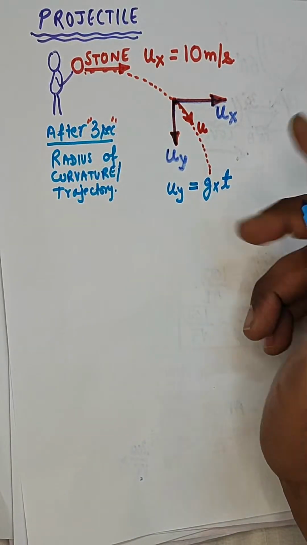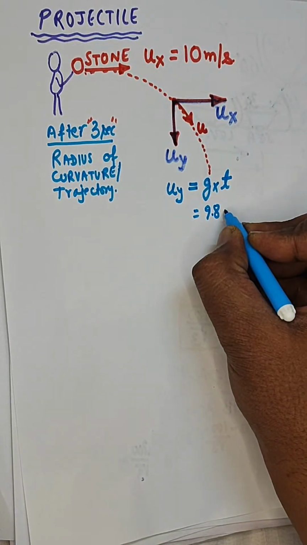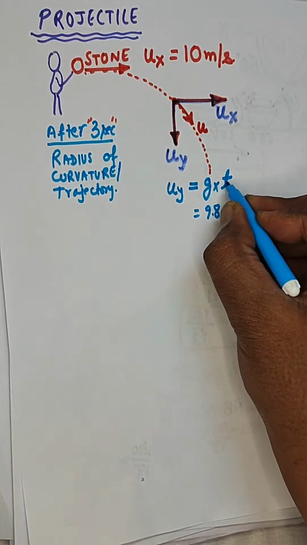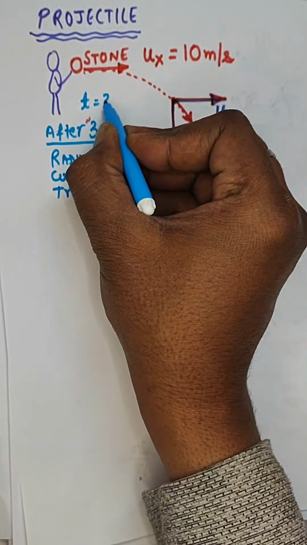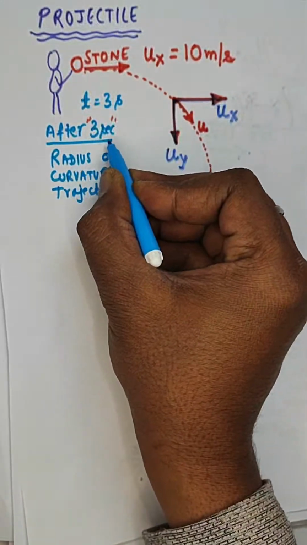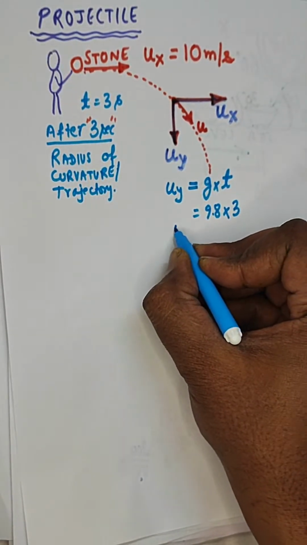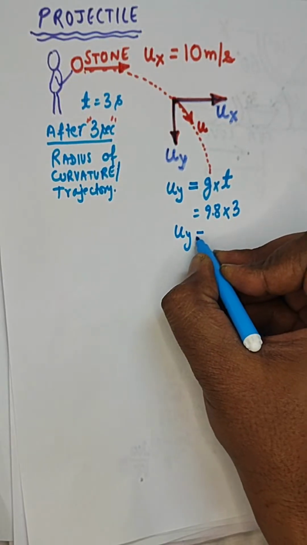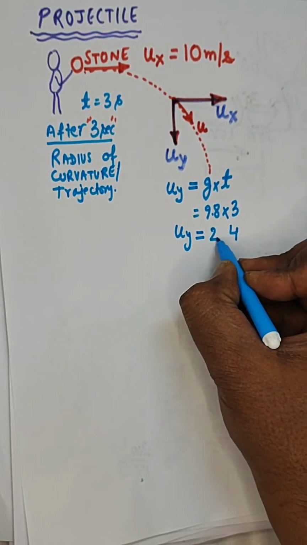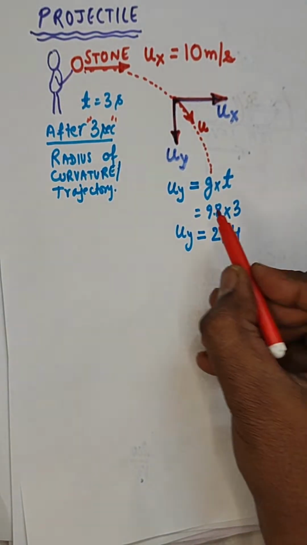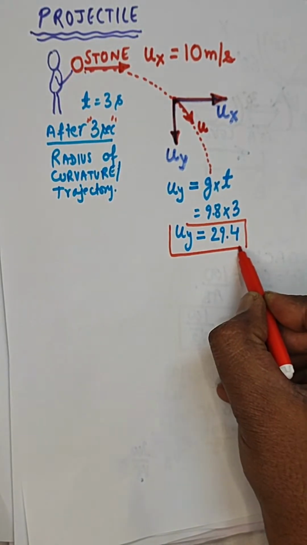You know the value of g, 9.8. Put it in: 9.8 into t, and t is equal to 3 seconds. Multiply it with 3 and you get the value of uy, the vertical component, as 29.4. So, my dear friends, you get the vertical component of your velocity.